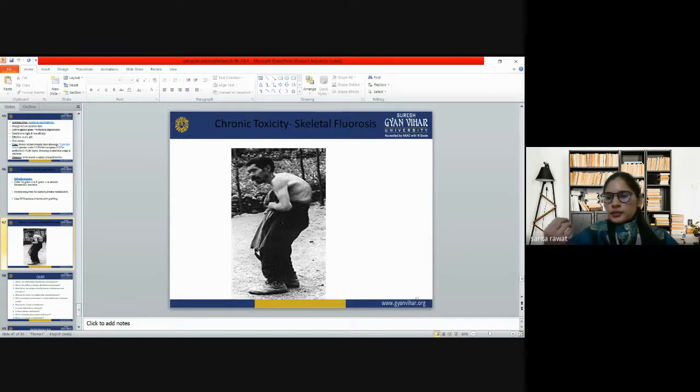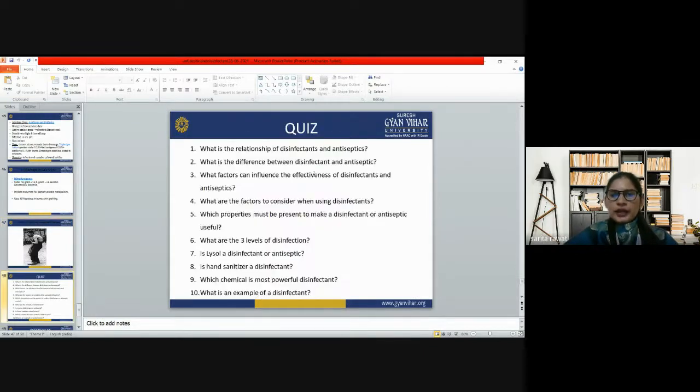Now we have come to the quiz. The quiz questions are drawn from the whole lecture that we already studied. The questions include: what is the relationship of disinfectant and antiseptic? What is the difference between disinfectant and antiseptic? What factors can influence the effectiveness of disinfectant and antiseptic? What are the factors to consider while using a disinfectant? What properties must be present to make a disinfectant or antiseptic useful?